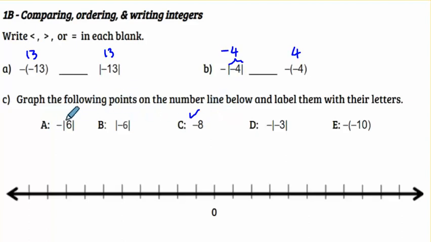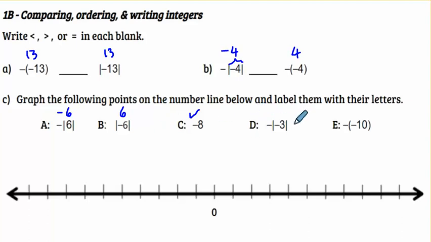All right, A is, we have the absolute value of 6, and then we have a negative sign in front, or an opposite sign. So however you want to think about it, the opposite of the absolute value of 6 is negative 6. For B, we have the absolute value of negative 6. So hopefully you see the difference here. In this case, the negative sign is inside the absolute value symbol. So this is the absolute value of negative 6, which is, of course, positive 6.